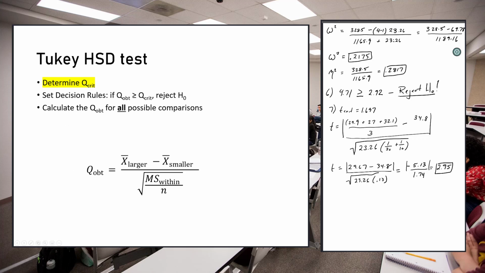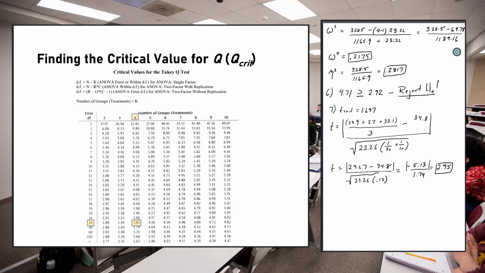And basically, it's similar to a t-test, except now we're in the realm of Q. We need to determine a critical value of Q. We set the decision rule, which is going to be, if Q obtained is greater than Q critical, then we reject the null. And then we calculate Q obtained for all possible comparisons. So let's look at this Q table. These are the critical values for the Tukey test.